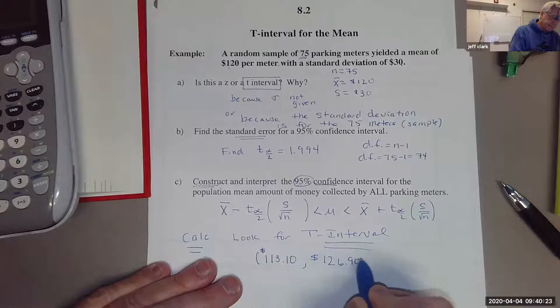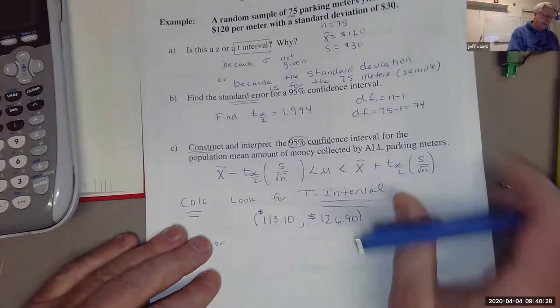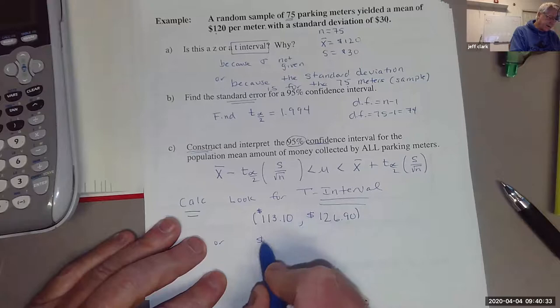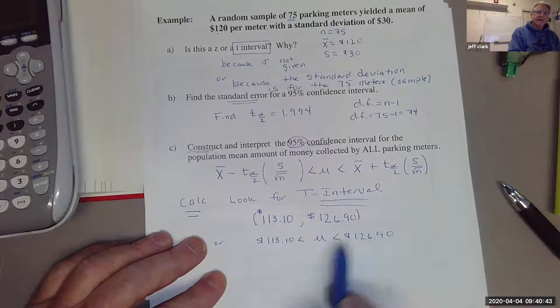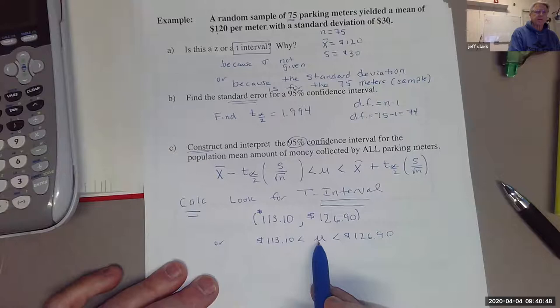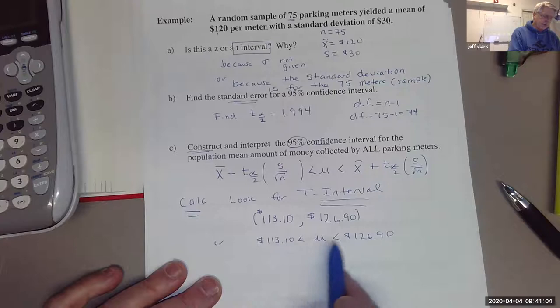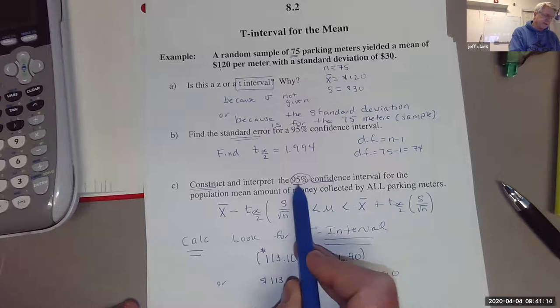Or if you do it with the inequality, you would have $113.10 less than mu, less than $126.90. This says if you went and looked at all the parking meters in Santa Rosa, for instance, all of them, you opened them all up, you counted every parking meter, you divided by all the parking meters, let's say there were 10,000 parking meters, you divide that by 10,000, then the answer for all of them is somewhere between $113.10 and $126.90. And I'm pretty sure that that'll be true. How sure? 95% sure. There's a 5% chance that I was off.